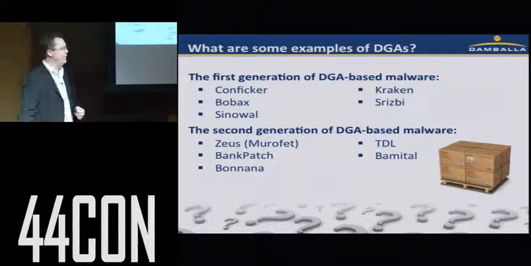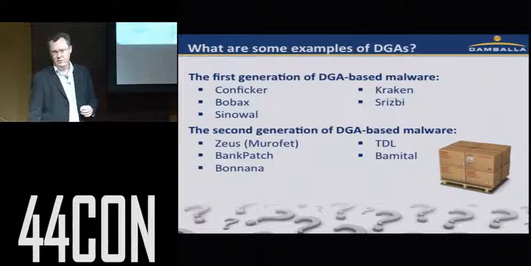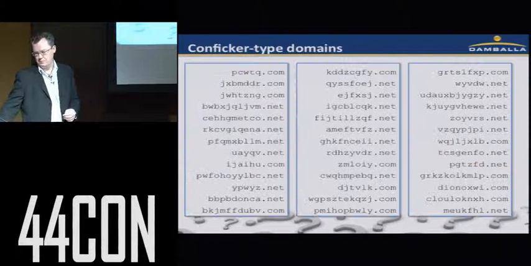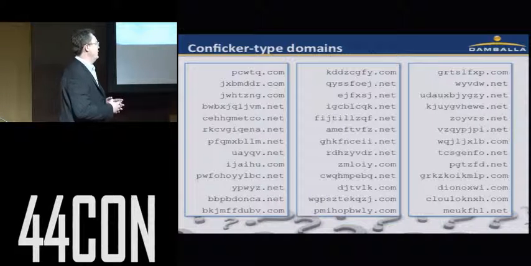So, the most famous ones that you'll see today will be the TDL, Zeus in particular, Morifit variants, and Bankpatch, which has been getting an awful lot of publicity over the last year in this zone. Now, what do these sorts of things look like? What do these DGA domain names look like?